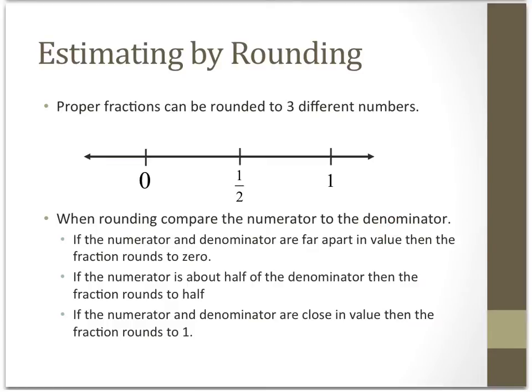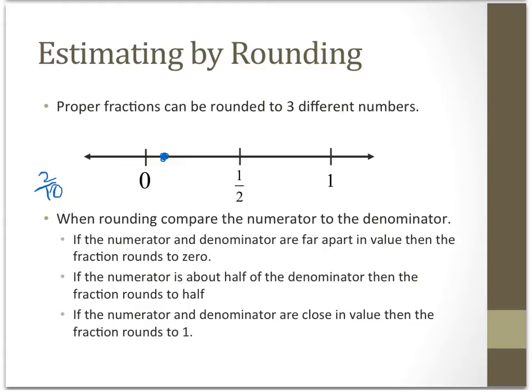If your numerator and denominator are far apart, then the value of that fraction will round to 0. Thinking of an example here, 2/10. Notice that the numerator and denominator, 2 and 10, are quite a ways away from one another. Because of that, I know that 2/10 would be somewhere around in here on my number line, which is close to 0.